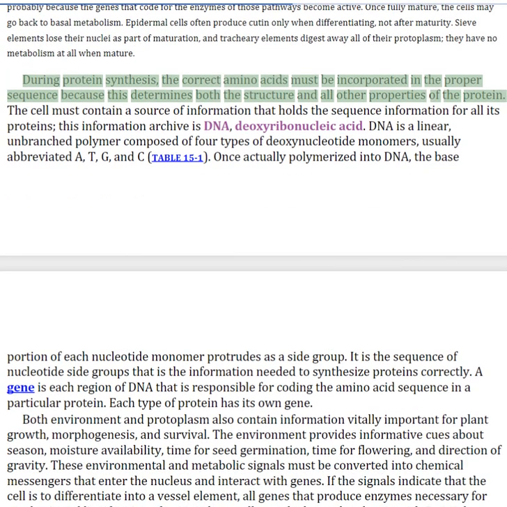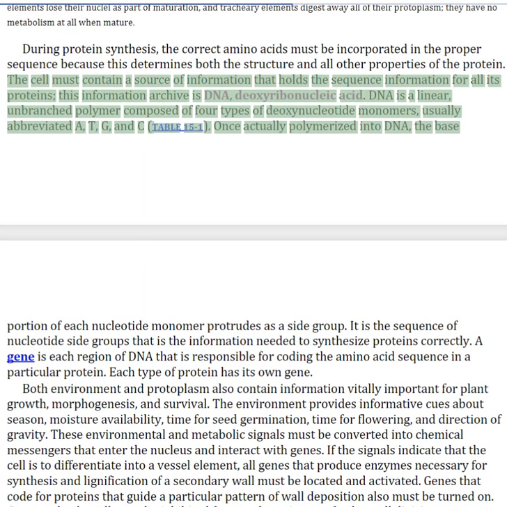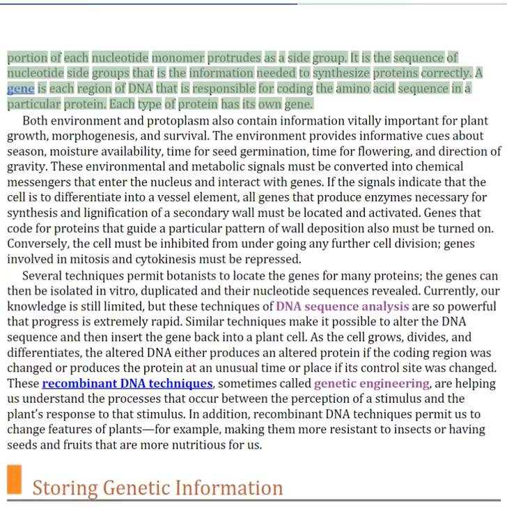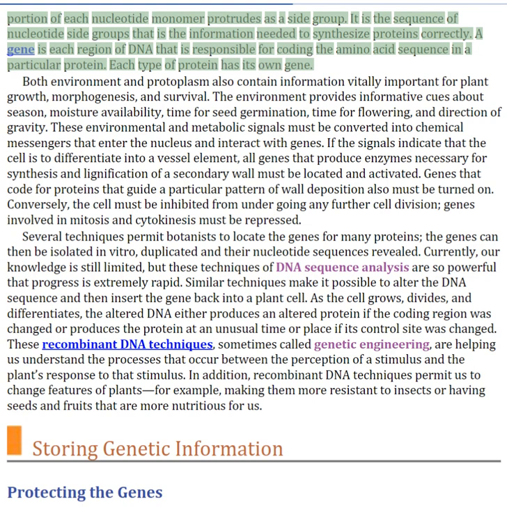During protein synthesis, the correct amino acids must be incorporated in the proper sequence because this determines both the structure and all other properties of the protein. The cell must contain a source of information that holds the sequence information for all its proteins. This information archive is DNA, deoxyribonucleic acid. DNA is a linear, unbranched polymer composed of 4 types of deoxynucleotide monomers, usually abbreviated A, T, G, and C. Once actually polymerized into DNA, the base portion of each nucleotide monomer protrudes as a side group.